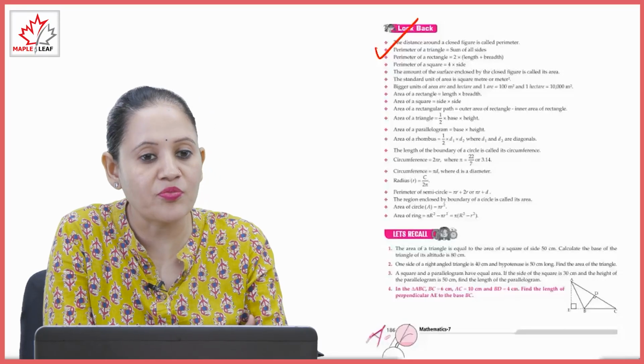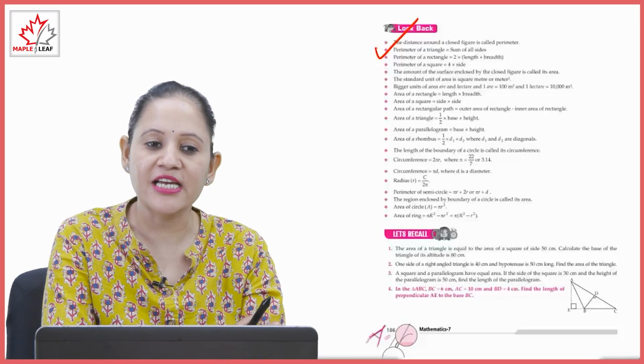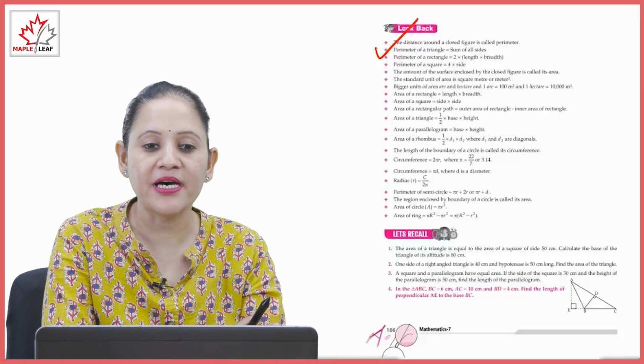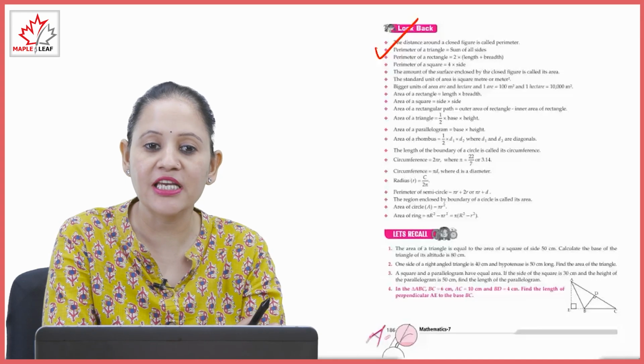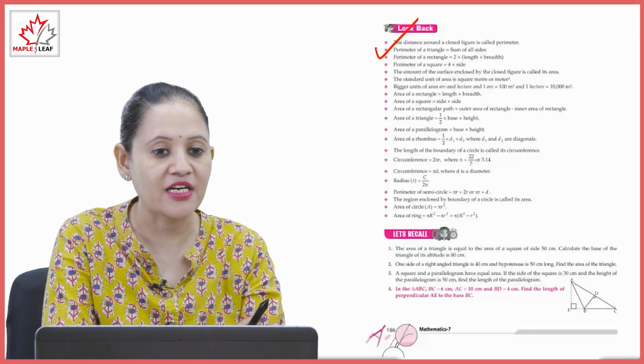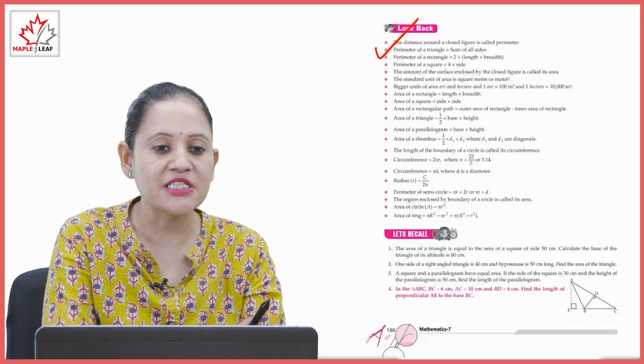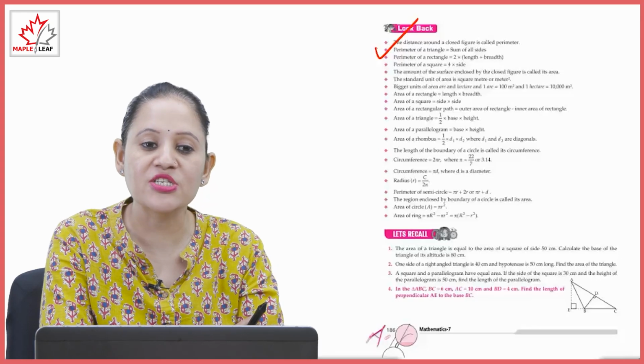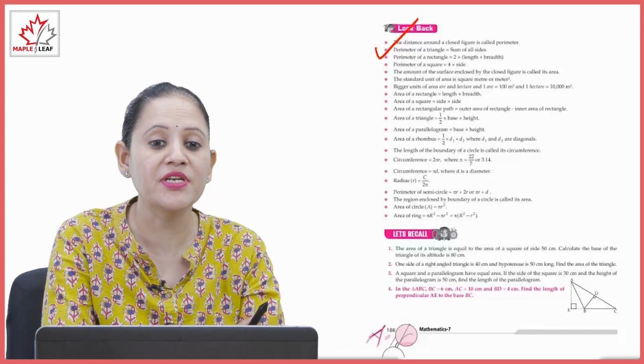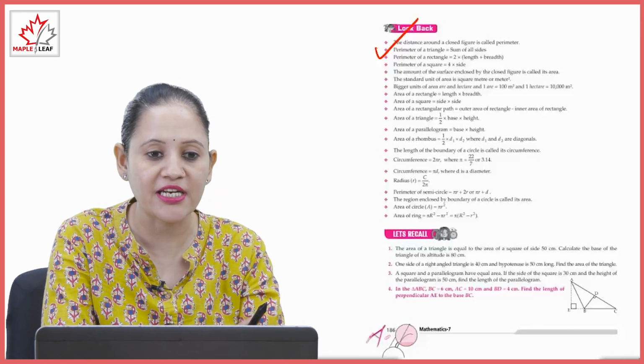Area of rectangle is length into breadth. Area of square is side into side. Area of rectangular path is equal to outer area of rectangle minus inner area of rectangle. Area of triangle is 1 by 2 base into height. Area of parallelogram is base into height. Area of rhombus is 1 by 2 d1 into d2, where d1 and d2 are diagonals.